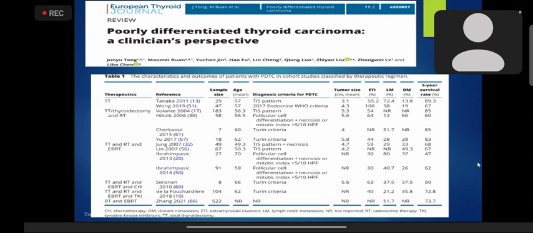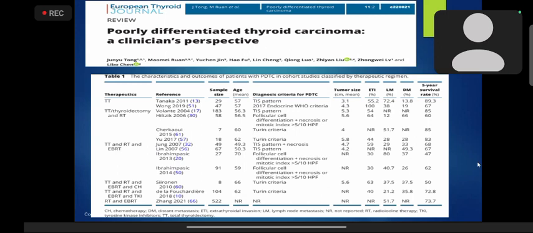Also, just wanted to know from Saumyta, do you do a thyroglobulin in cases of poorly differentiated thyroid carcinoma? We usually do, sir. Okay. In the initial workup you would do? Not in initial workup, in follow-up, sir.